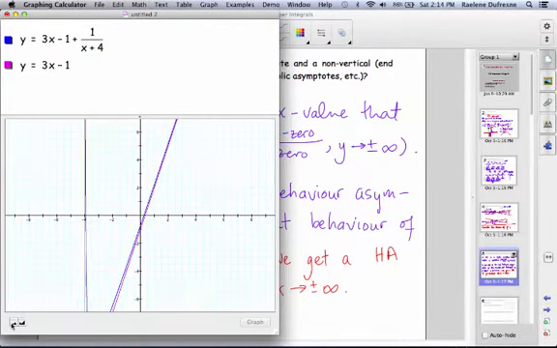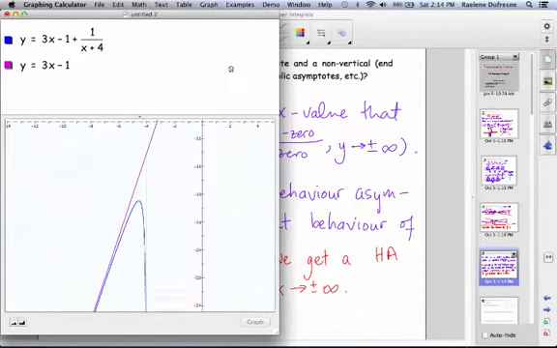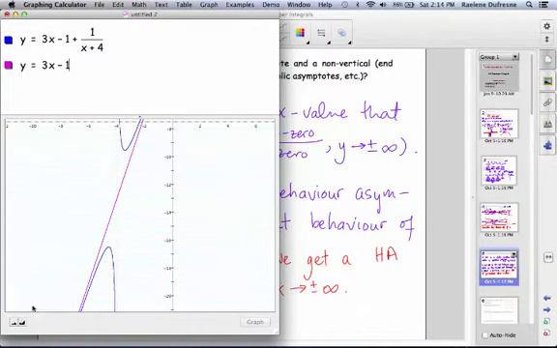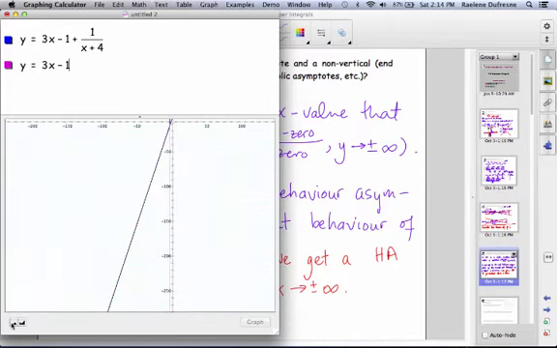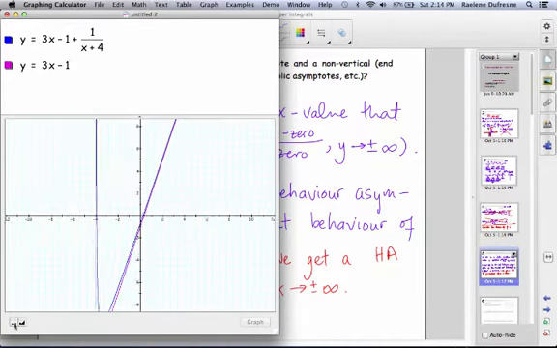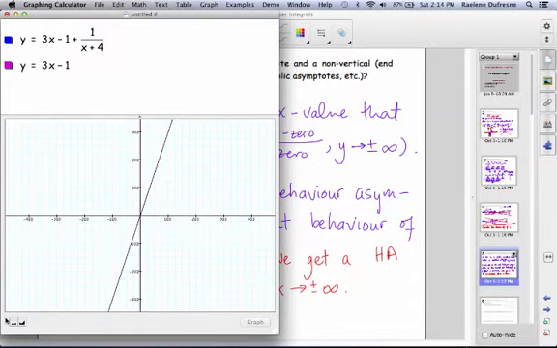In a not zoomed out scale, these two graphs don't really look alike. But if we zoom out far enough, these two graphs do look alike, and we can't tell the difference when x is 100 or 500 between the blue expression for y and the purple expression for y. And so what we see is that 3x minus 1 is a non-vertical asymptote. In other words, it's the value or the function or the formula that the y-coordinates will take on or approach as x approaches plus or minus infinity.